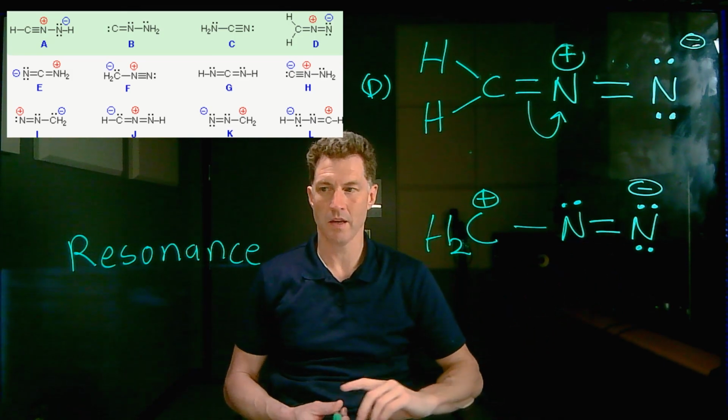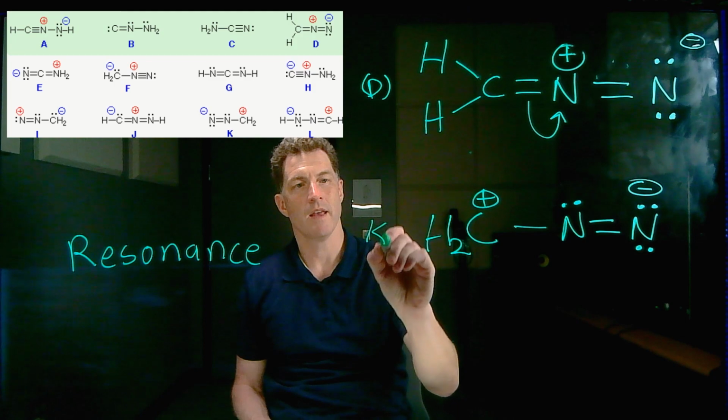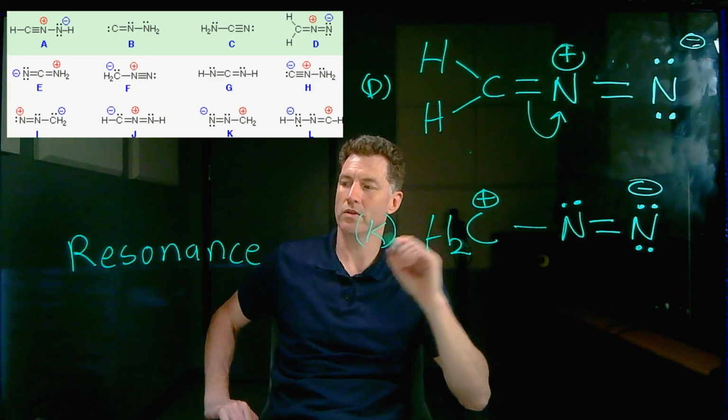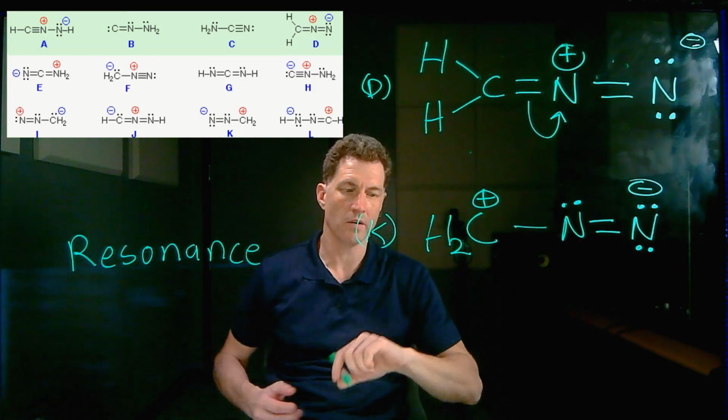But this would be K, and this is the third resonance structure in that series that is associated with molecule D.